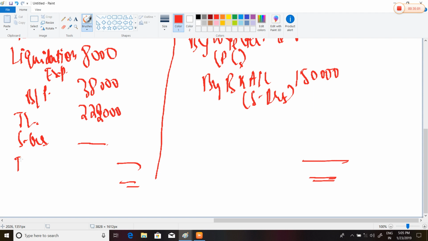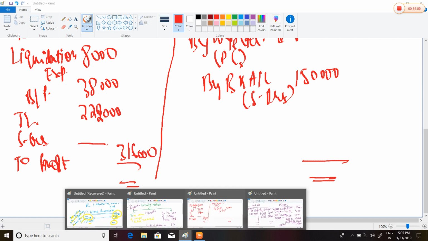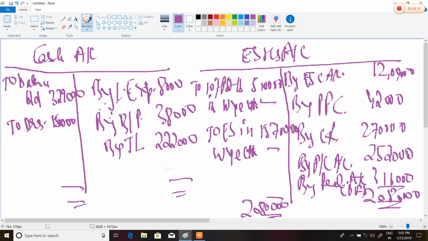To profit on realization, 3,16,000. Cash account. Here we'll do by creditors account, balancing figure. The balancing figure would be 2,11,000. Total comes out to be 4,79,000.